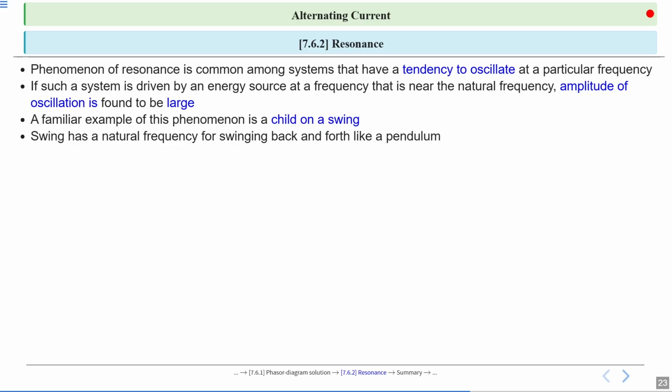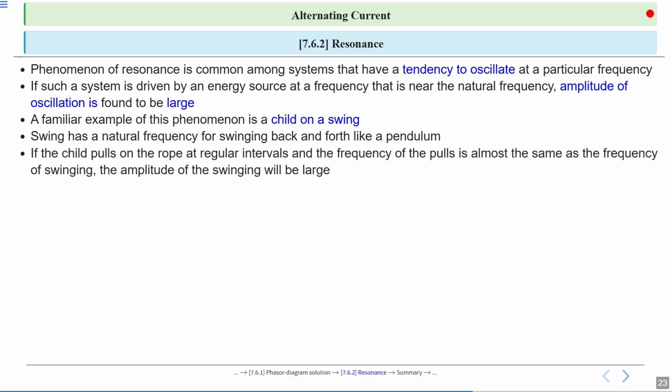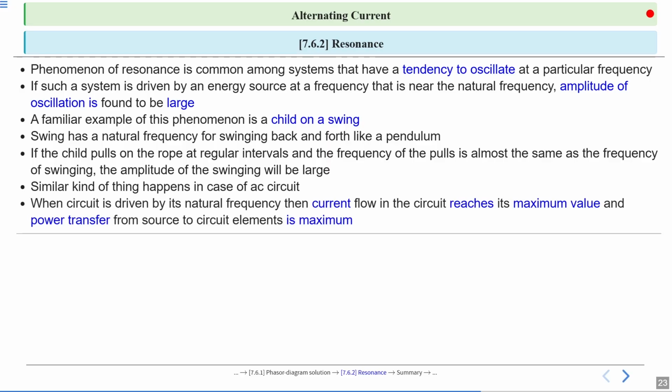swing will increase. If the child pulls on the rope at regular intervals, and the frequency of these pulls is almost the same as the frequency of the swinging, the amplitude of the swinging will be large. That is called resonance. Similar things happen in AC circuits. When the circuit is driven at its natural frequency, the current flowing in the circuit reaches its maximum value, and power transfer from the source to the circuit element is maximum.